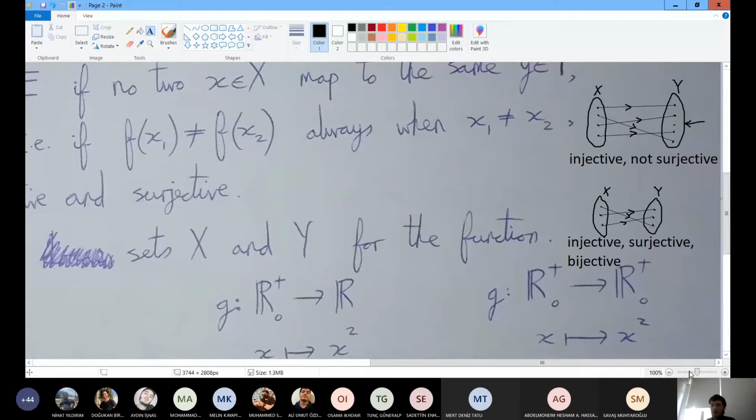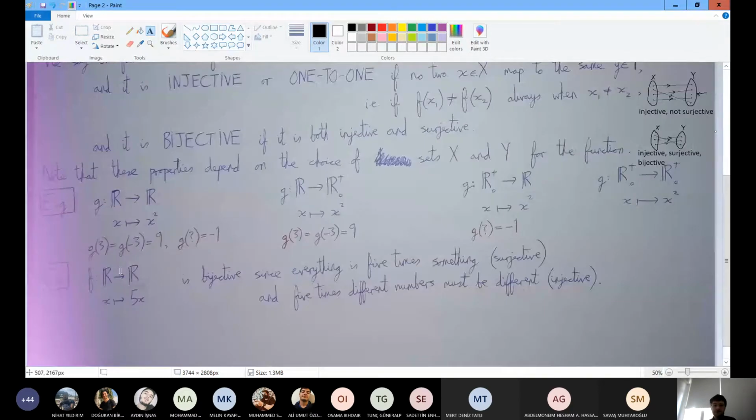So for example, the function, let's look at this bottom example first. The 5x function sends every number to 5 times itself. That's bijective. Everything is 5 times something, as I mentioned before. Every number is in the range. Everything is 5 times something. That means it's surjective. If you take two different numbers, multiply them by 5, the result must be different. So you never have two different numbers mapping to the same place. Therefore, it is injective. So that's a bijective function.